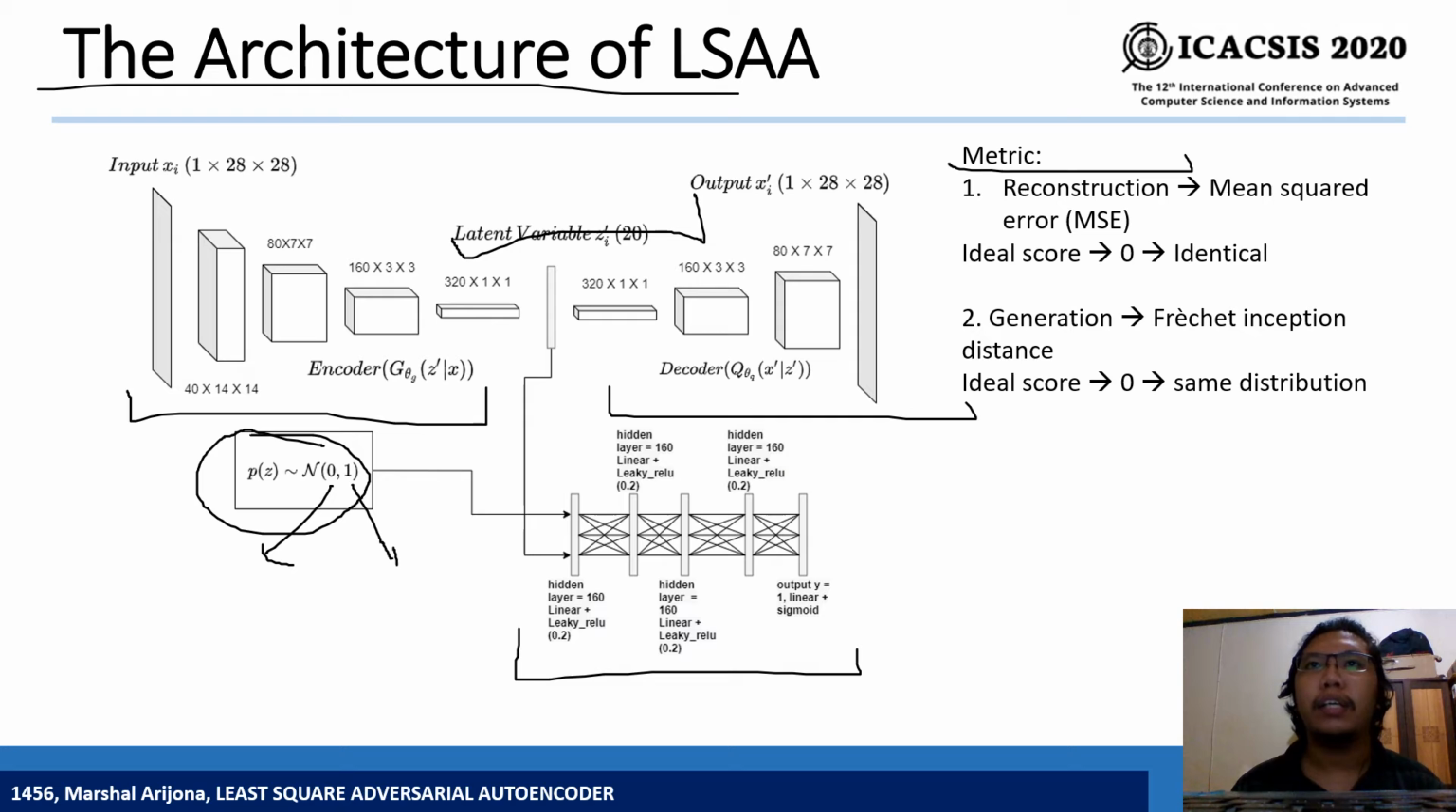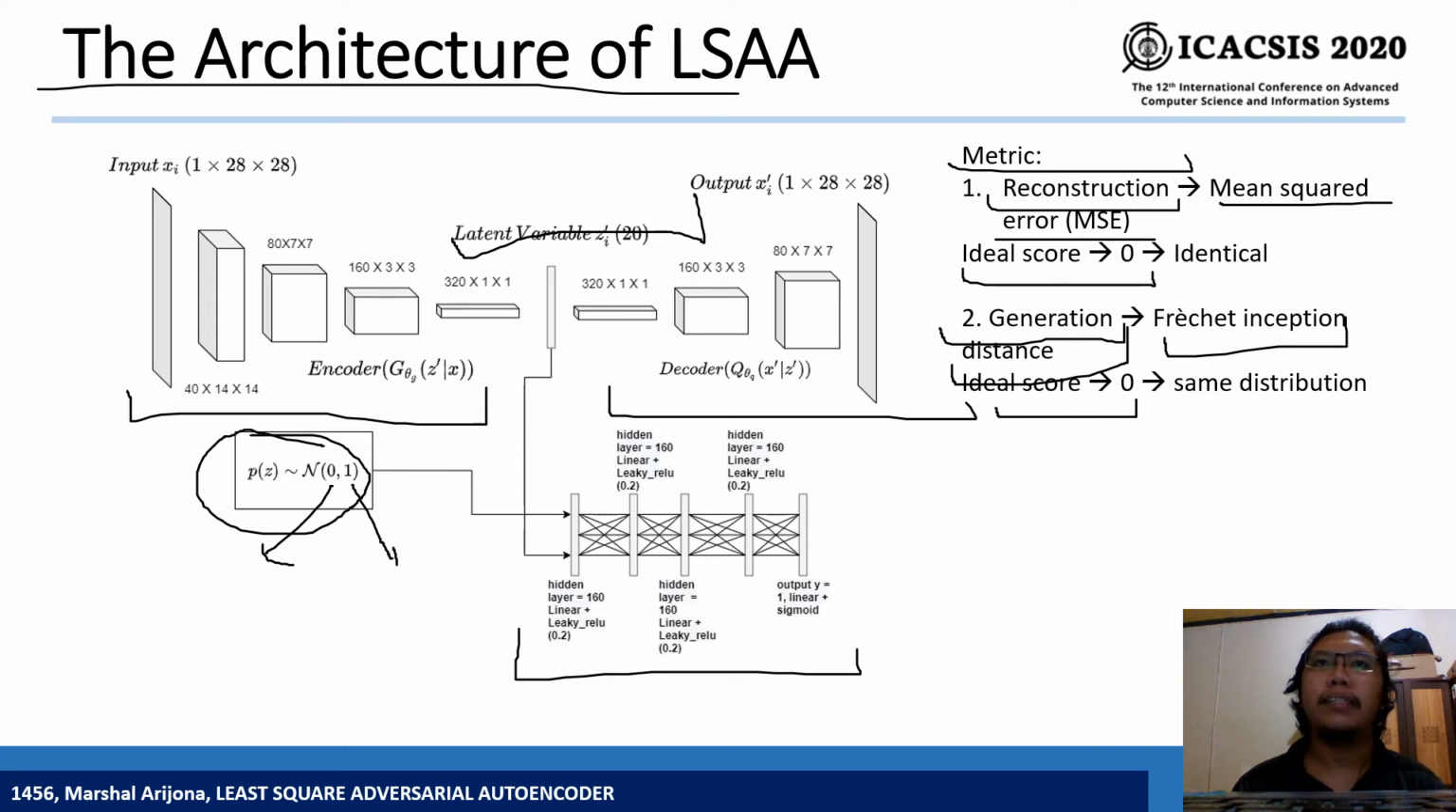Okay, now let's talk about the metrics. The first aspect that we want to measure on LSAA is the reconstruction ability. We measure it by mean square error, with the ideal score being 0, which means that two data are identical. The second aspect is the generation ability. We measure this ability using Fréchet inception distance, also with the ideal score being 0, which means that two distributions are basically the same.